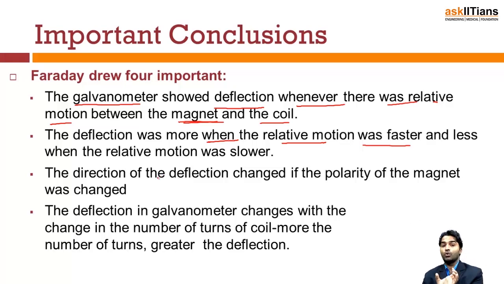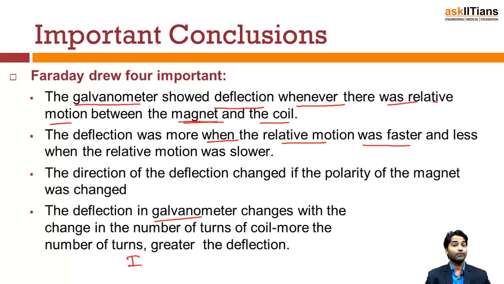Taking the magnet towards the coil, the deflection shown by the galvanometer would be towards the right. When you take the magnet away from it, it shows deflection towards the left. So it shows polarity according to the movement of the magnet. Next thing: the deflection in the galvanometer changes with the change in the number of turns of the coil. The more the number of turns, the greater would be the deflection.